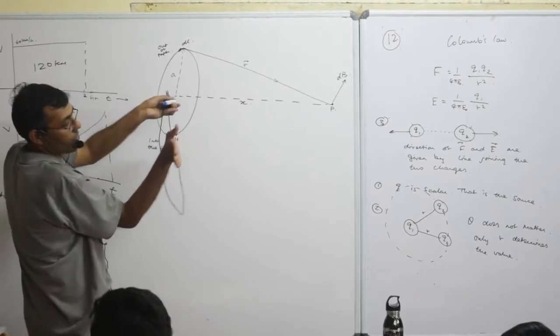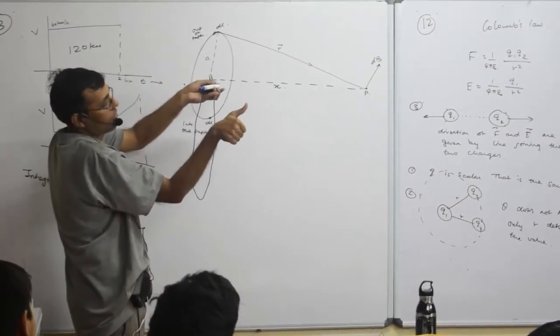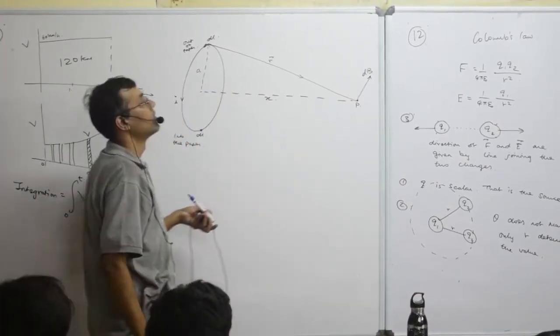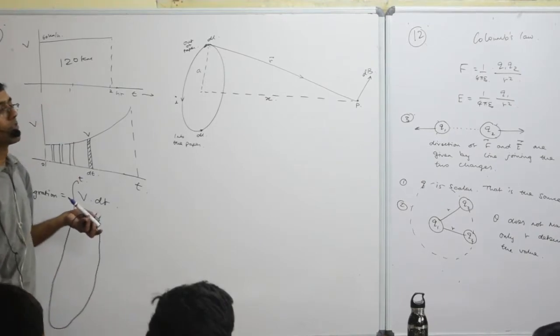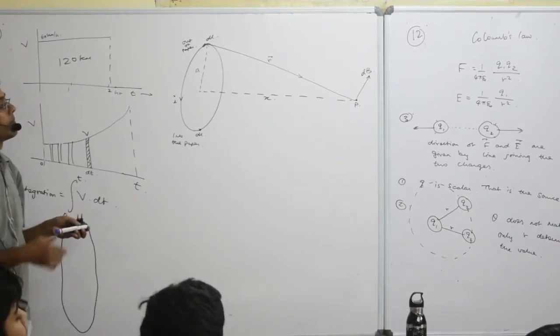R is this way. So dl cross r. So look at my thumb. It will go like this. So this will be 90 degree. Okay, so if you understand this, this is very, very easy. If you don't understand this, you will be struggling a lot.